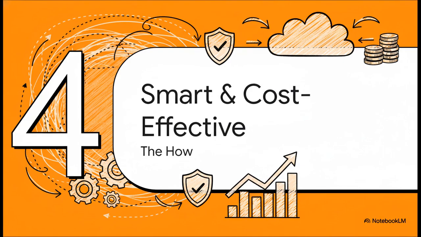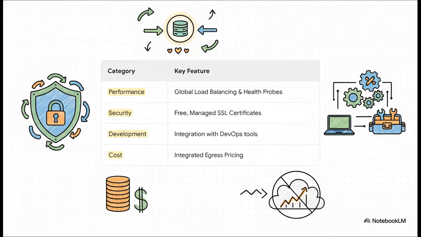Okay, so it's fast and it's secure. But is it hard to use or crazy expensive? Let's look at the how. Let's just break down the key features. For performance, you get intelligent load balancing. For security, how about free SSL certificates that automatically rotate themselves? For developers, it plugs right into existing DevOps tools. And for cost, the pricing model is simplified, removing that separate data transfer charge from Azure to Front Door.